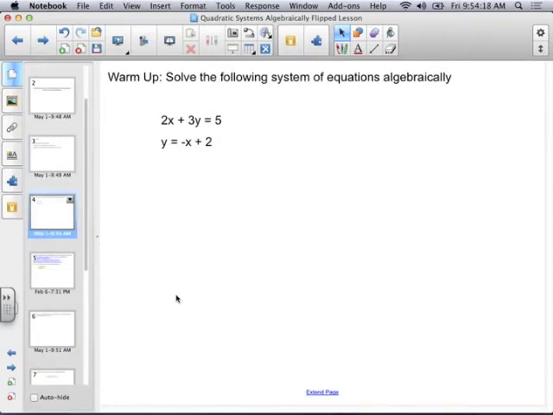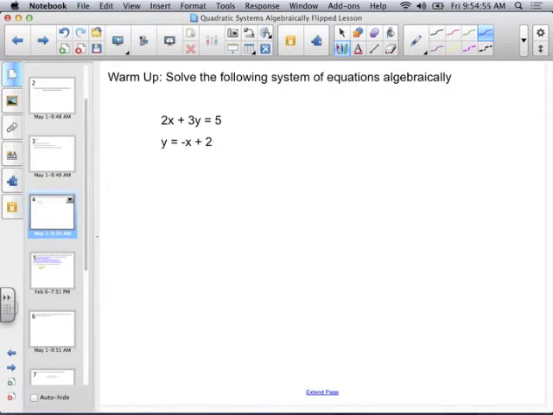So to get yourself warmed up, pause the video and try to solve the system of equations you see algebraically and press play when you're done. Okay, so let's review how we solve a system of equations like this algebraically. The first equation is 2x plus 3y equals 5, obviously a linear equation, and y equals negative x plus 2, also a linear equation. I know from the past, and so should you, that to solve this, we have two options. We could solve by substitution or by elimination.